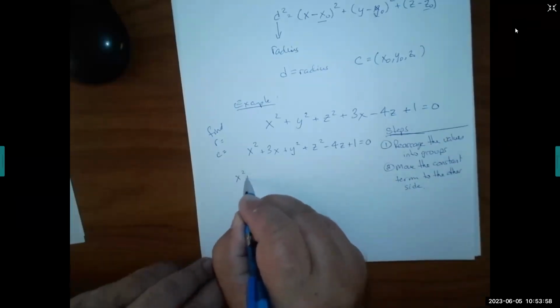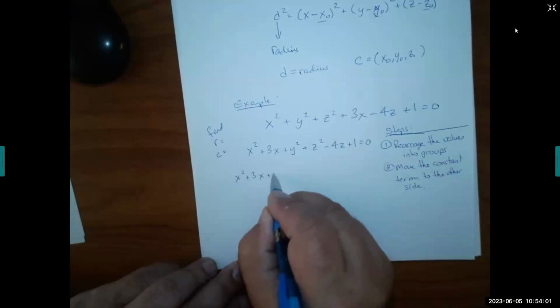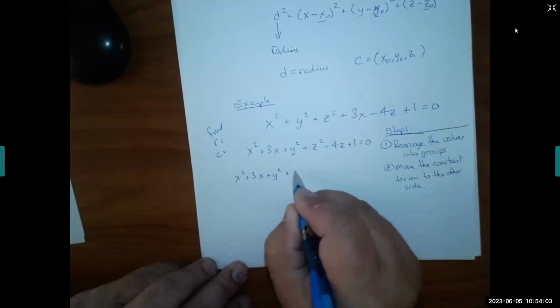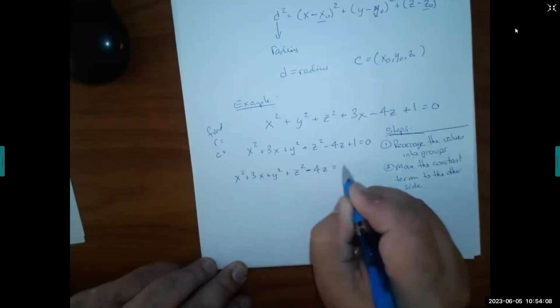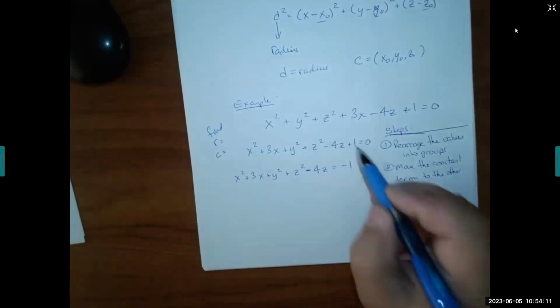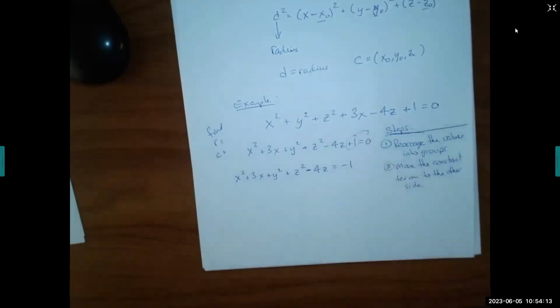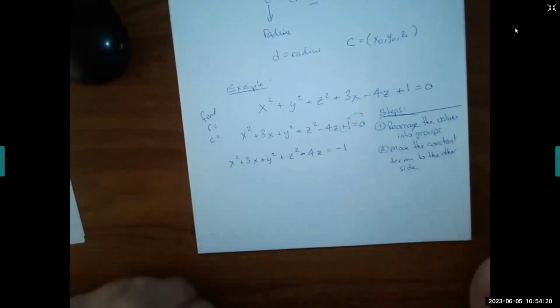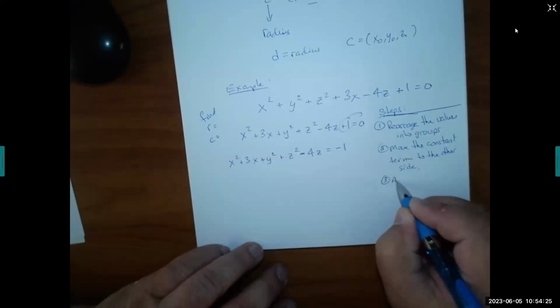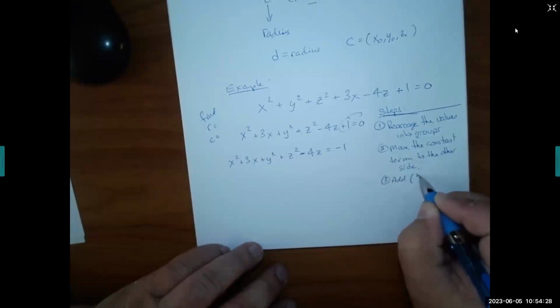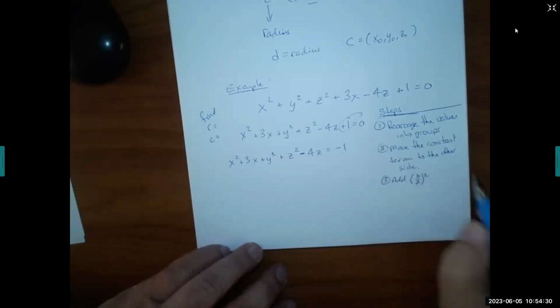So we have x squared plus 3x plus y squared plus z squared plus 4z equals negative 1. So I'm going to move that over. So subtract 1 from both sides. Remember how you complete the square? Add b over 2 squared to both sides.